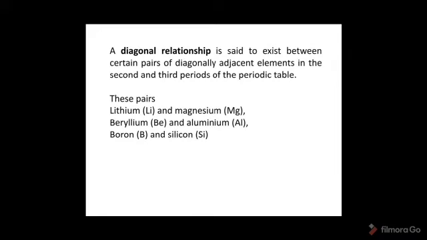A diagonal relationship is said to exist between certain pairs of diagonally adjacent elements in the second and third periods of the periodic table. The properties which have increasing trends in a group generally have decreasing trends in the period. That is why elements of the second period show resemblance in properties with the elements of the next group of the third period, which is present at the right diagonal of the element. This leads to diagonal relationship. You can find the diagonal relationship when you check the properties between lithium and magnesium, beryllium and aluminium, and boron and silicon.